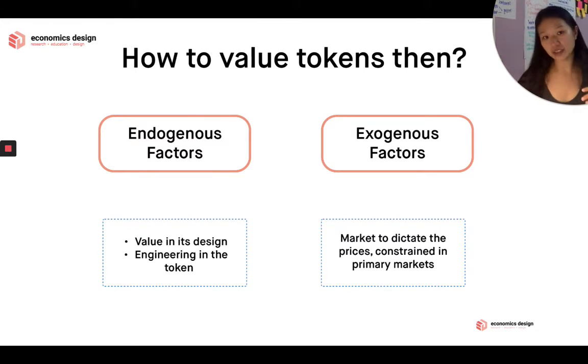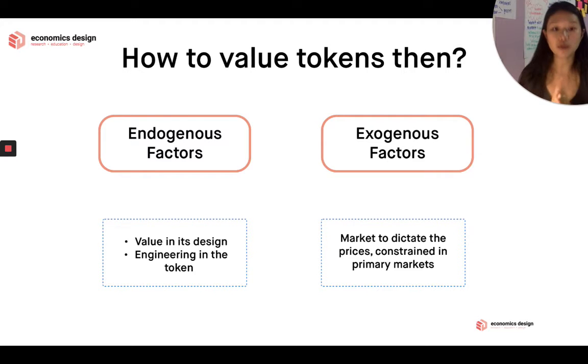Once again, we have the endogenous variables and exogenous variables. When we talk about endogenous variables, we look at the value in the design, number 1. And the second one is to look at the engineering of the token. So the value of the design is how the token is designed itself, and engineering is the kind of math formula that's embedded in the token that gives value to it. I'm going to talk a little bit more about that later. And for exogenous factors, we're going to look at how the market dictates the prices, and we are just going to constrain this to primary markets.